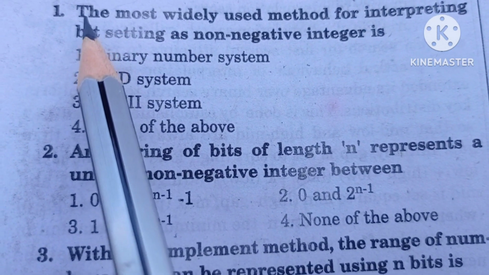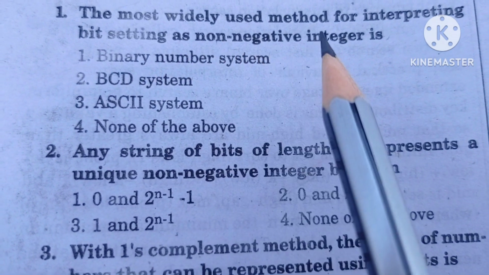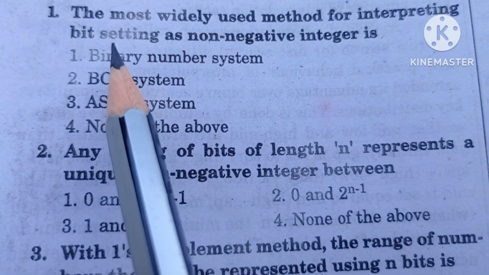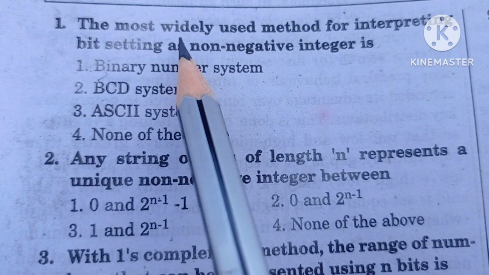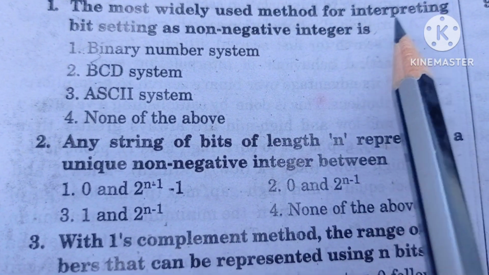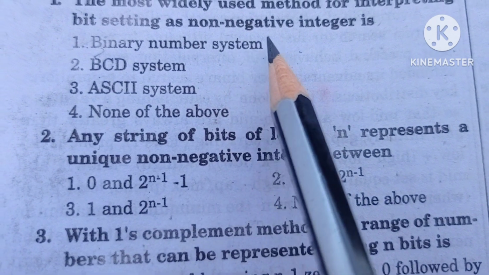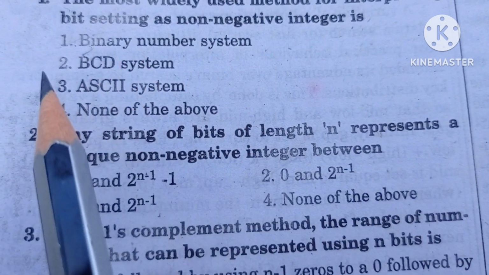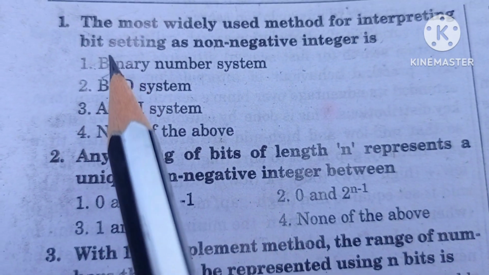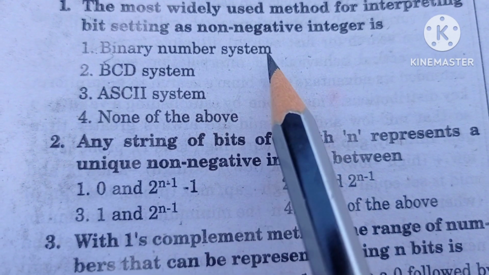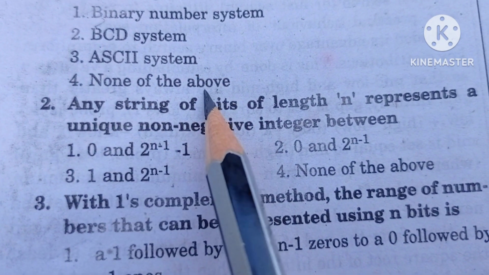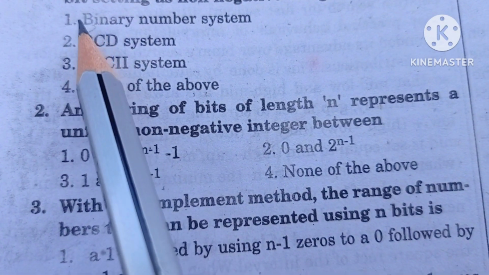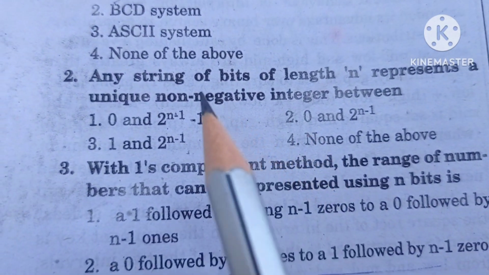First bit: the most widely used method for interpreting a bit setting as a non-negative integer is? Options: binary number system, BCD system, ASCII system, none of the above. Answer is binary number system.